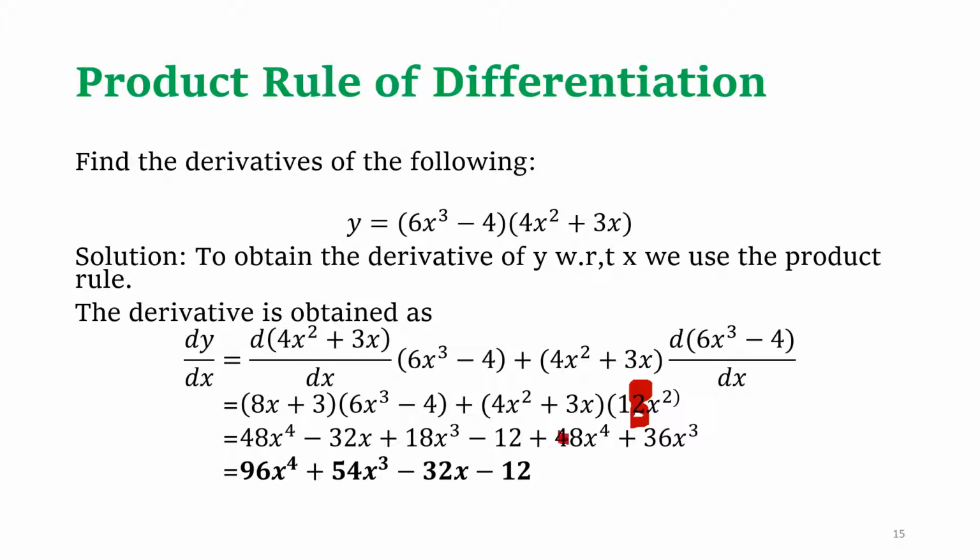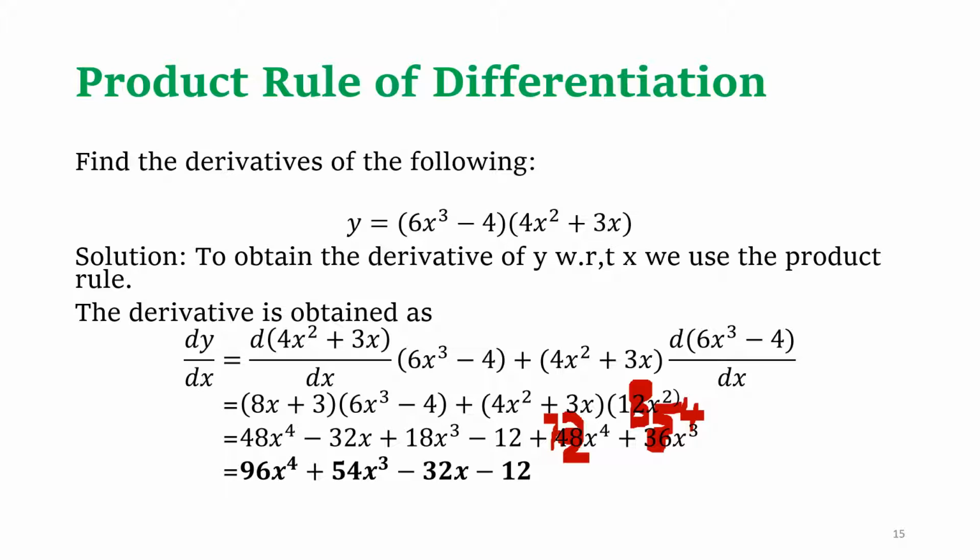18 times 4, oh, this is not correct. This one should be 72, right? 72. Okay. That should be 72x to the power 4, right? And then you have 18 times 3 is 54. That is not correct. Yeah, this should be 54x to the power 3, not 36, okay? It has to be 54x to the power 3. So you change that. That 54x to the power 3.